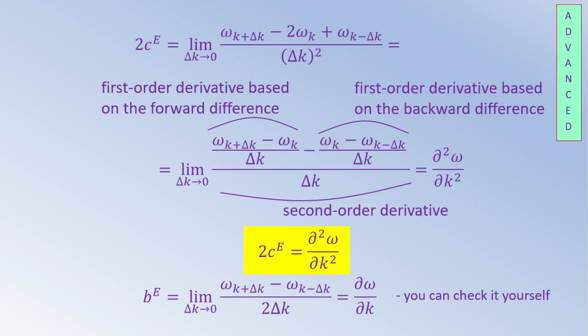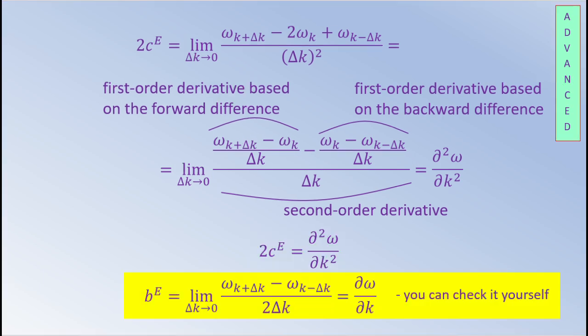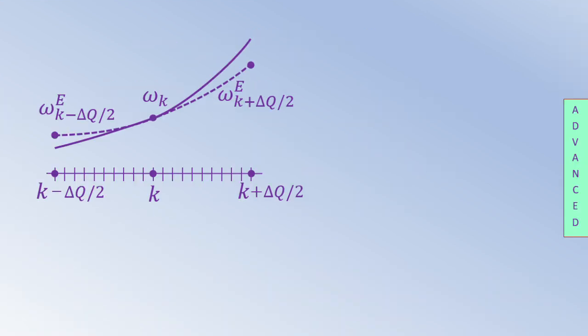In exactly the same way, we can obtain the limiting expression b^e for the coefficient b if we subtract the above-mentioned quadratic equations from each other and then make not too complex transformations. You can check it yourself. Note that for estimation of the first derivative, we use here the concept of central difference. Now, knowing the coefficients b and c, we can construct an estimated quadratic curve which is shown in the figure as a dotted line and which approximately describes the real function omega of k.